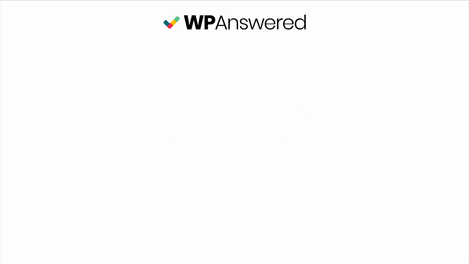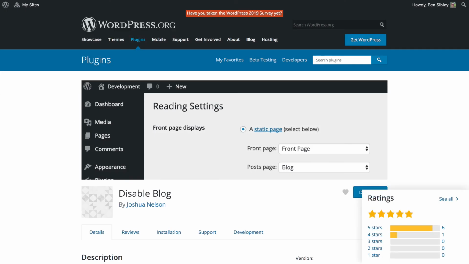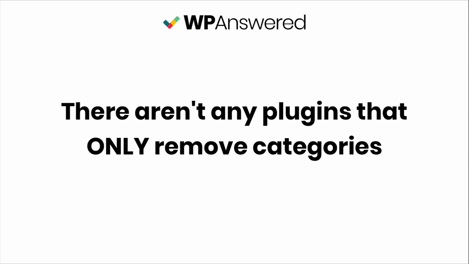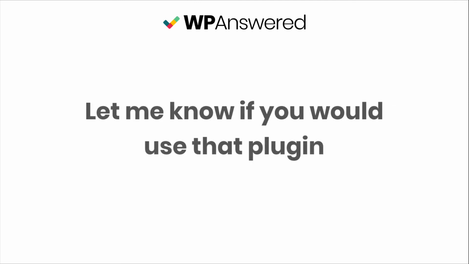But with the help of the Disable Blog plugin, you can remove categories, tags, and all traces of posts from your site. At this time, I'm not aware of any plugins that only remove categories without also disabling posts, but if enough people request that in the comments, I can make a new plugin for that, so let me know.